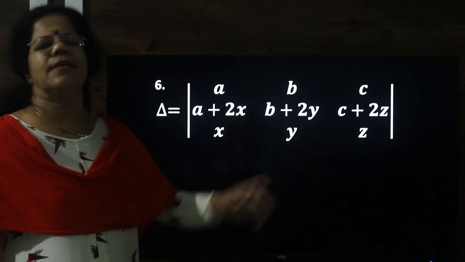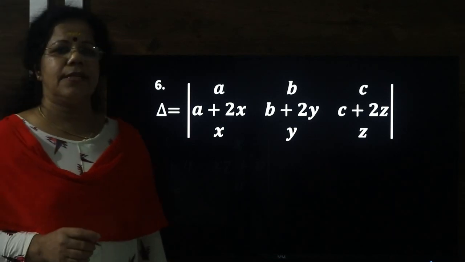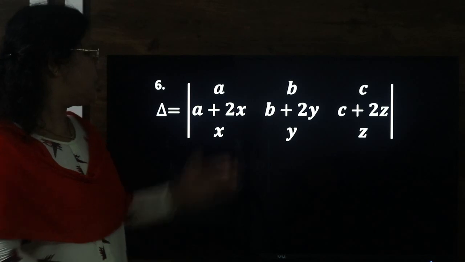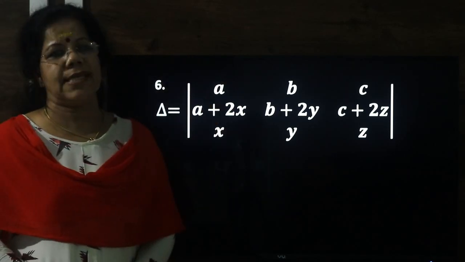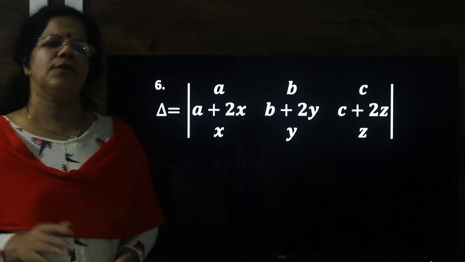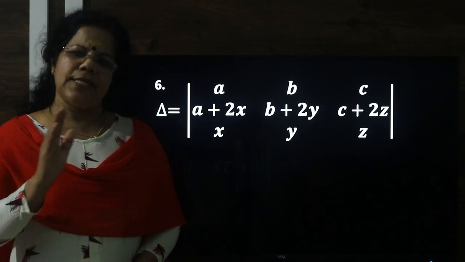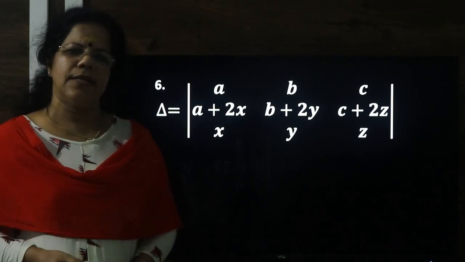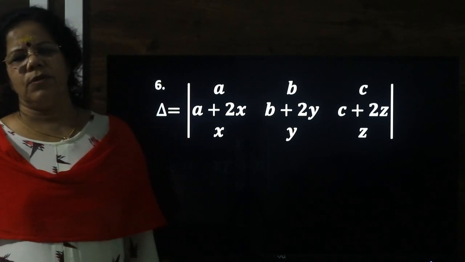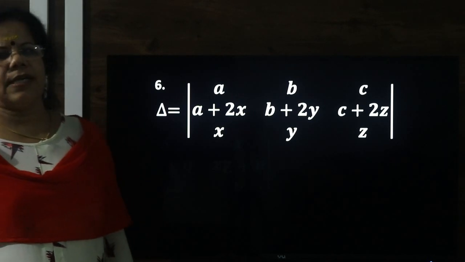So if you split the second row, you can write it as sum of two determinants, which is delta 1 plus delta 2. In delta 1 and delta 2, first row and last row will be the same. Second row, in the first one there will be one element, and in the second the other element will be there. Here, of course, first element A, B, C only will be taken in delta 1 and 2x, 2y, 2z will be taken in delta 2. So we are going to split the determinant, that is delta 1 plus delta 2.